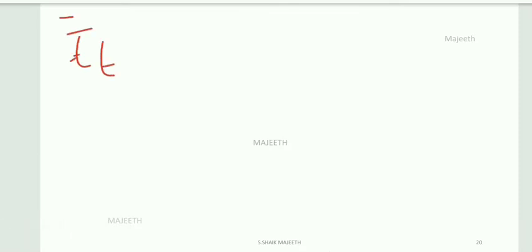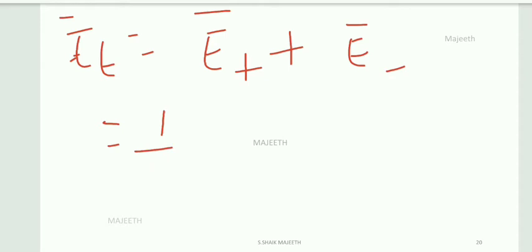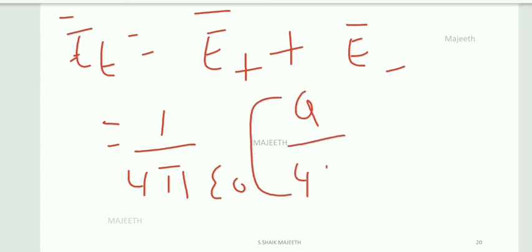Next, we find the total electric field. E total is equal to E plus vector plus E minus vector. What is E plus? 1 by 4 pi epsilon naught. See, in both E plus and E minus, 1 by 4 pi epsilon naught is common, so I take that outside. This is Q by 4 pi epsilon naught.